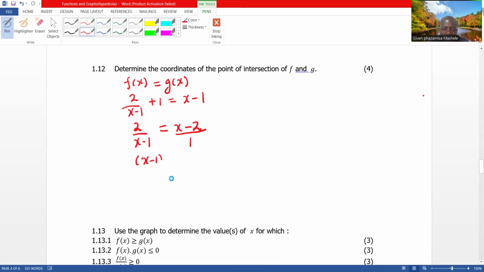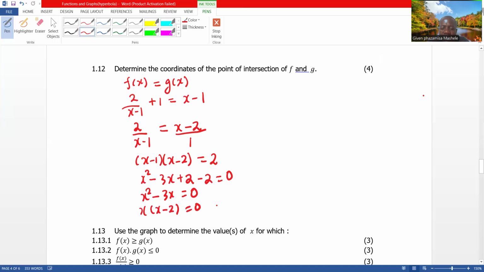Then we remove brackets. So it's x squared minus 2x minus x is minus 3x, then plus 2, then we transpose 2 to the left-hand side. We equate this to 0. So this will give us x squared minus 3x equals 0. Then we take the common factor, x, and we remain with x times x minus 3 equals 0. Then we solve for x. Solving for x, this will give us x equals 0 or x equals 3.